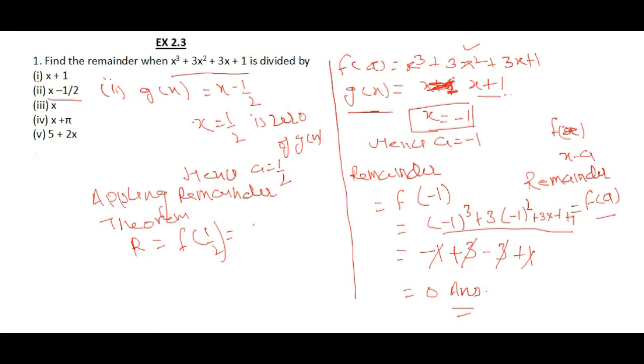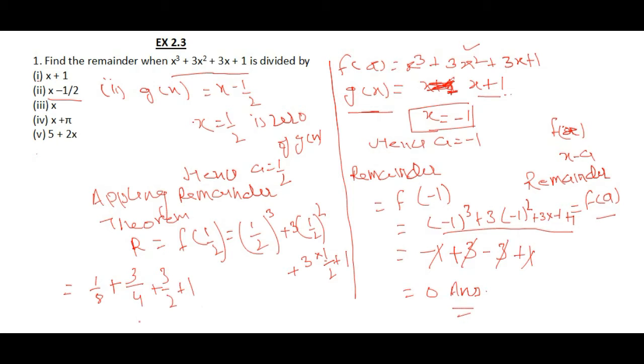So find f of 1 upon 2. f of 1 upon 2 is equal to the cube of 1 by 2, plus 3 times 1 by 2 square, plus 3 times 1 by 2, and plus 1. This will be the remainder. So we can simplify this to get the remainder. Let's simplify it. The cube of 1 by 2 is equal to 1 upon 8. Then 3 multiplied by the square of 1 by 2, which is 3 upon 4, plus 3 upon 2 plus 1.